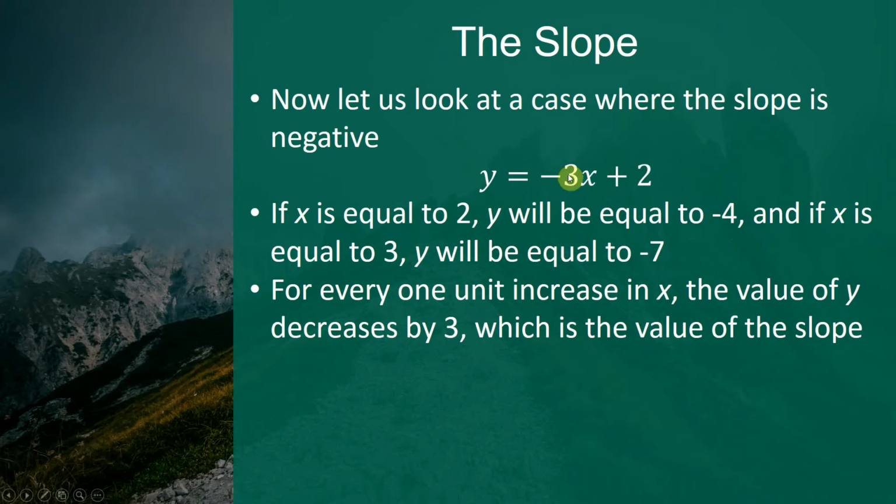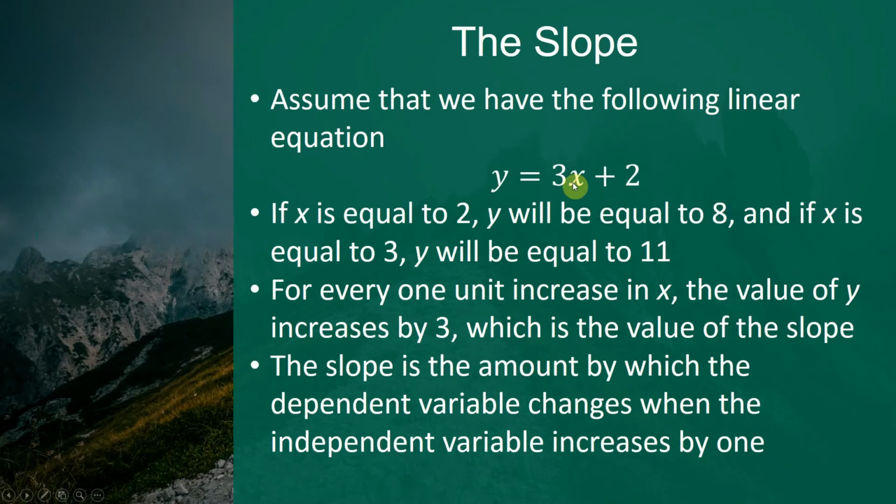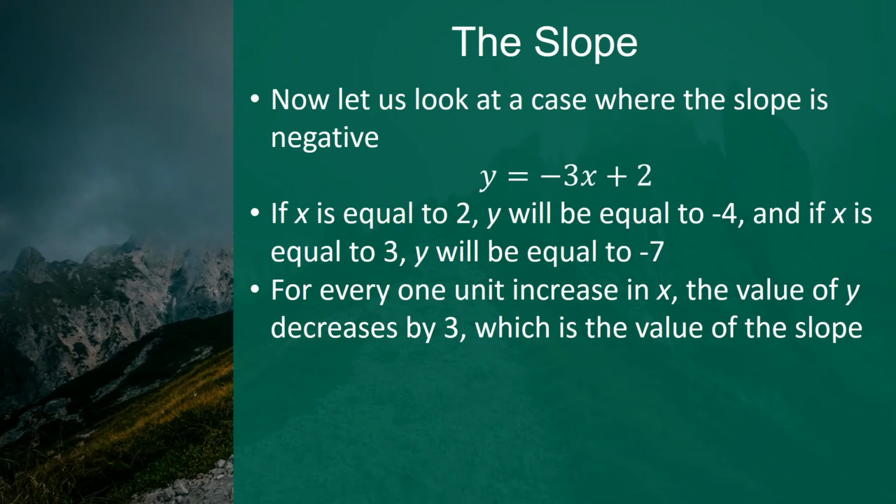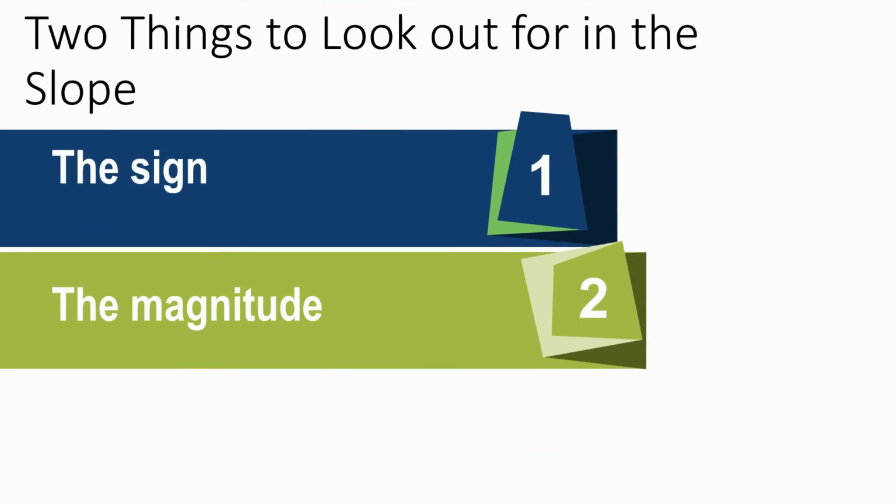Again, as we see, this value of the slope is actually telling us how much will y change when x changes by 1 unit. In this case, when x increases by 1, y is going to change by minus 3. In the previous case, when x increases by 1, y is going to change by 3. So basically, the slope is telling us how much will y increase when x increases, and it also tells us about the direction of the change in y. This is why when we look at the slope, we need to look at two things. We need to look at the sign and we need to look at the magnitude.